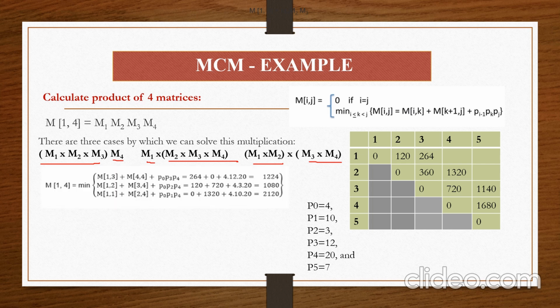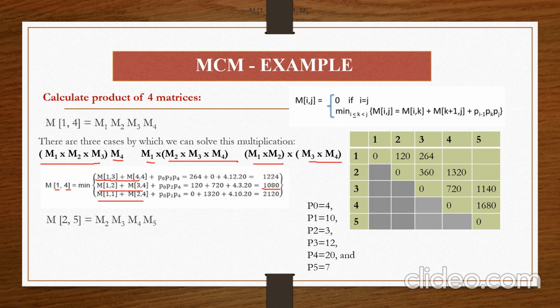So apply the formula. M of 1, 4: now I is 1, J is 4. So K will take the value 1, 2, 3. When K is 1, this is the formula. K is 2, this is the formula. K is 3, this is the formula. So I will get 3 values and I have to choose the minimal one. That is this one.